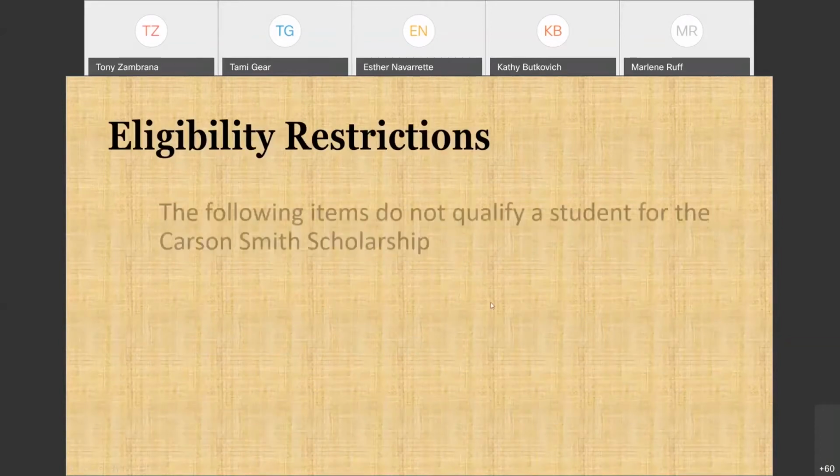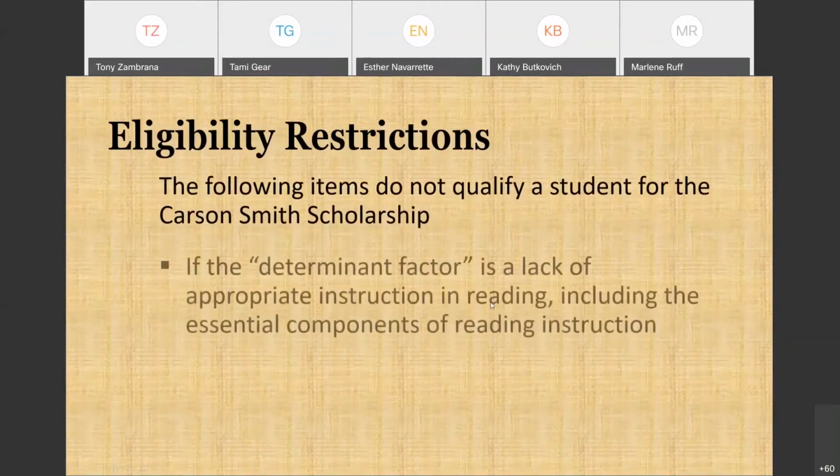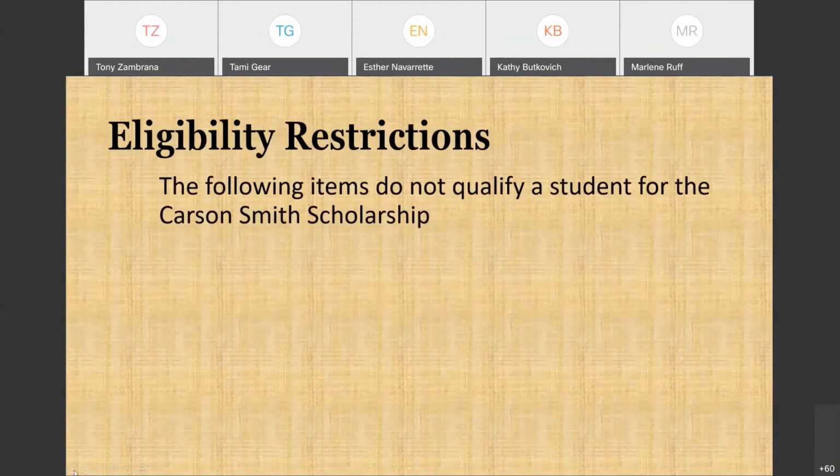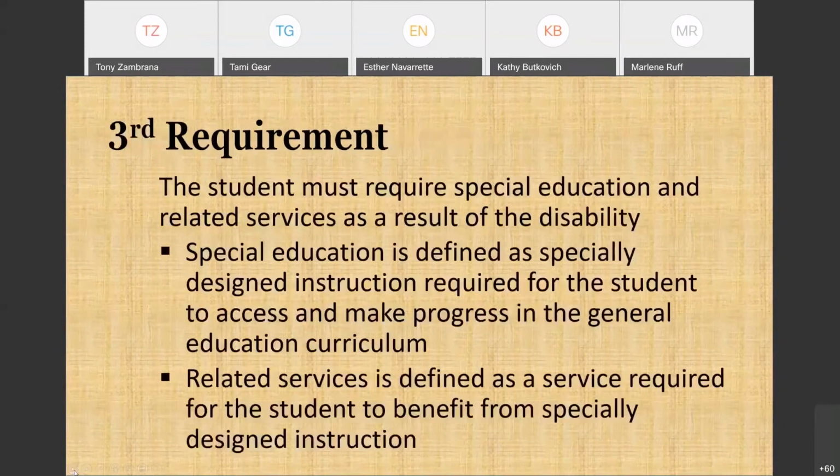Okay. So I just want to make sure. Do we have any questions before I go on about these three things, these three prongs?